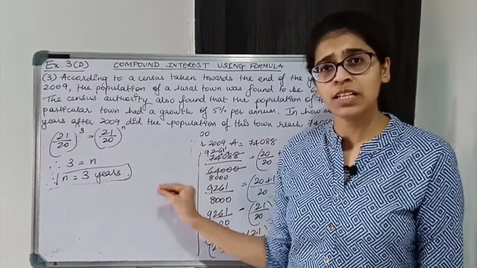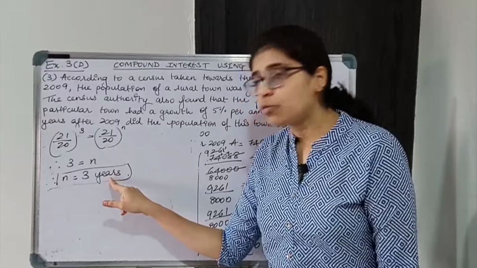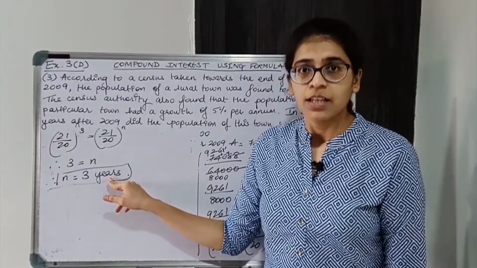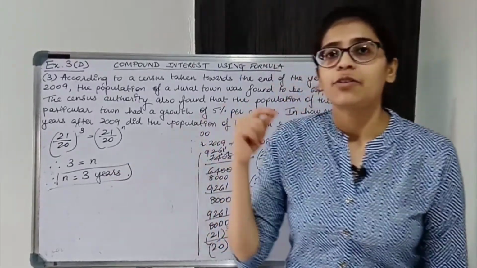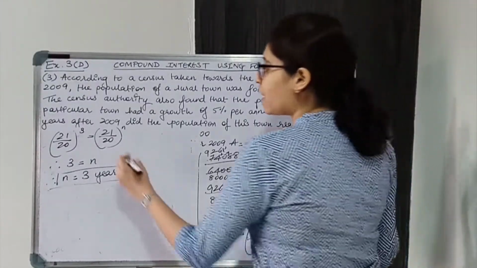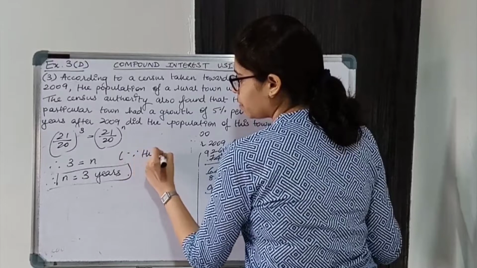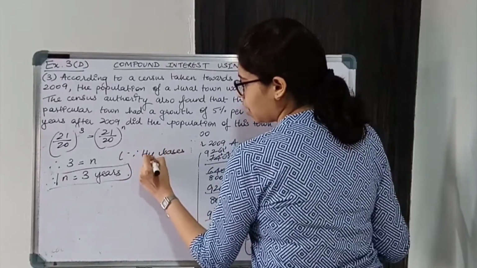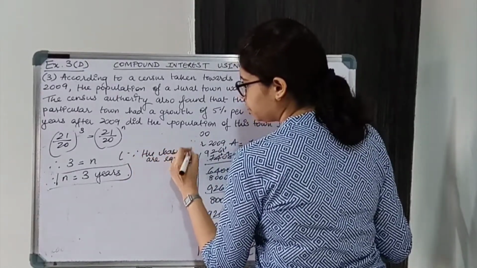So write down the final statement over here. Don't forget to put the unit, years. Box the answer and write down the final statement. And also, students, over here just write down, since the bases are equal.